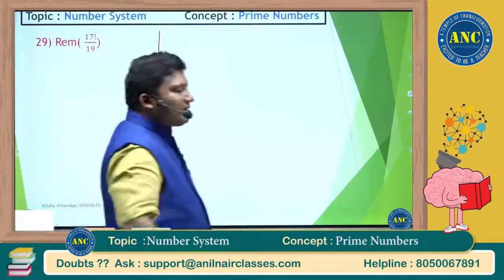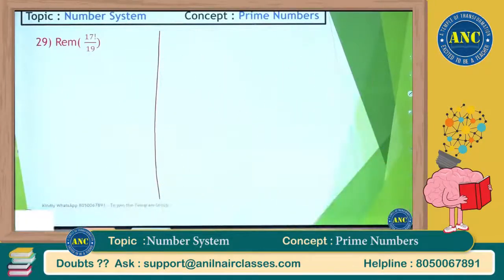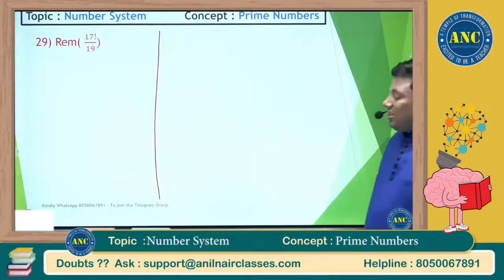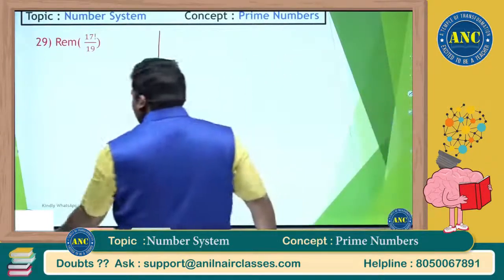I hope the idea is clear. Try to solve this question. What is the answer for this question? Are you getting 1? So everything is going properly. I just checked on my mobile. Are there any issues? 17 factorial divided by 19.